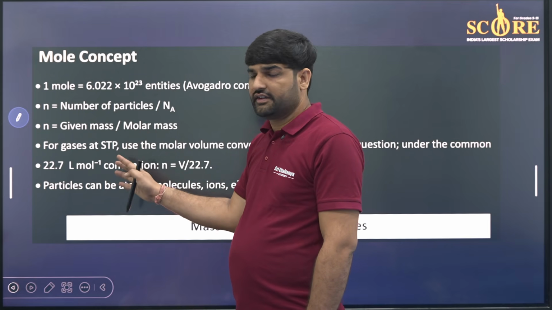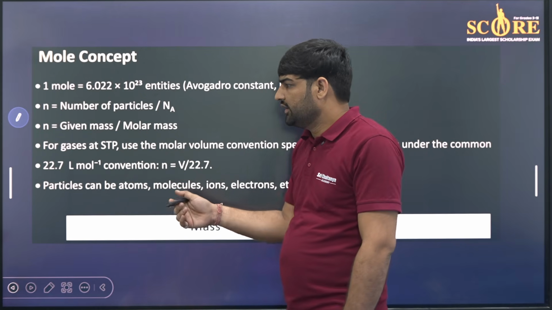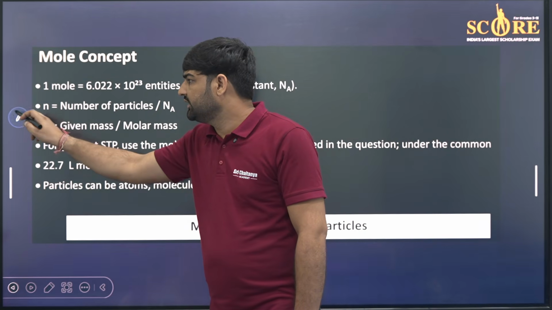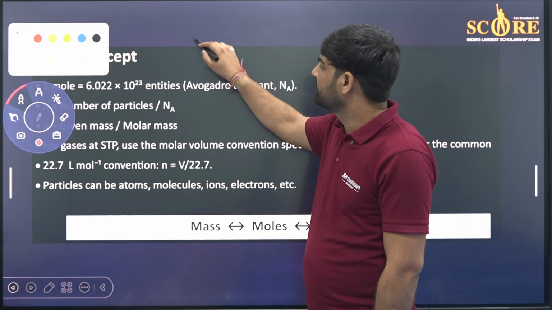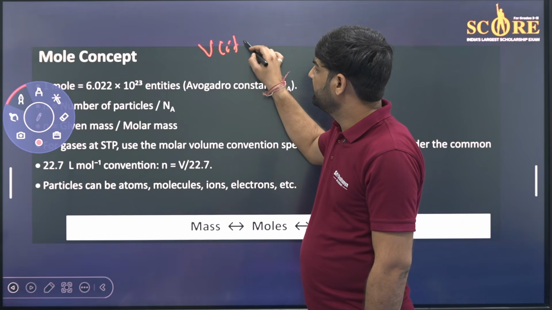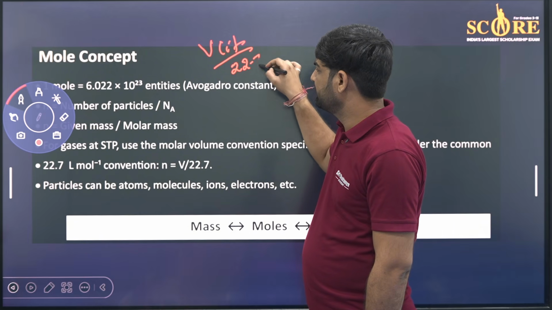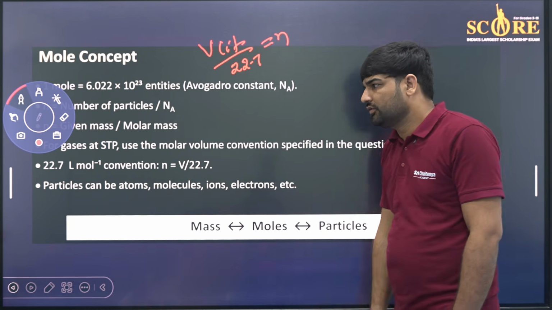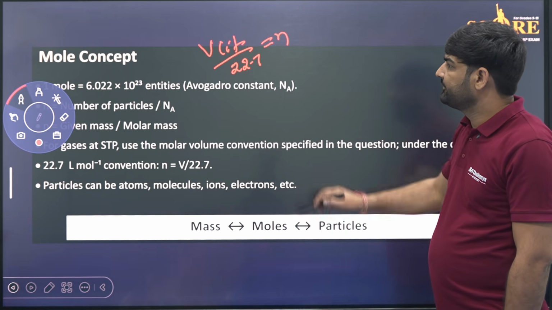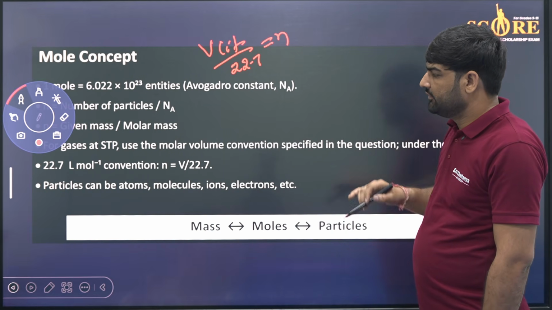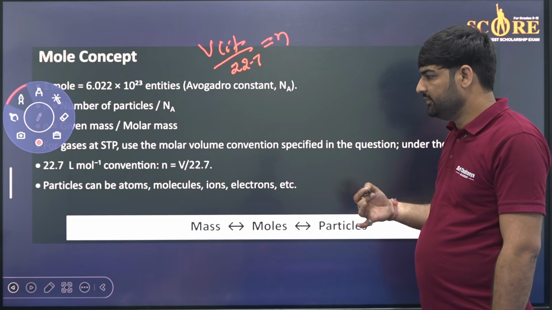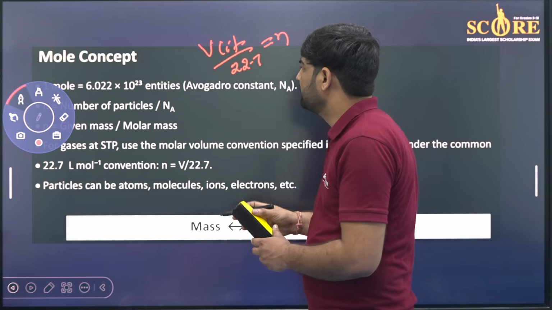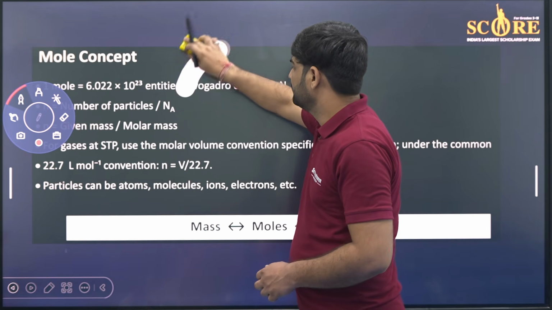If the condition is STP, then volume in liters is given. Then you have to divide by 22.7, then you will find the number of moles. So for mole calculation, we have 3 very basic formulas. So we will connect these formulas together. So let's see.